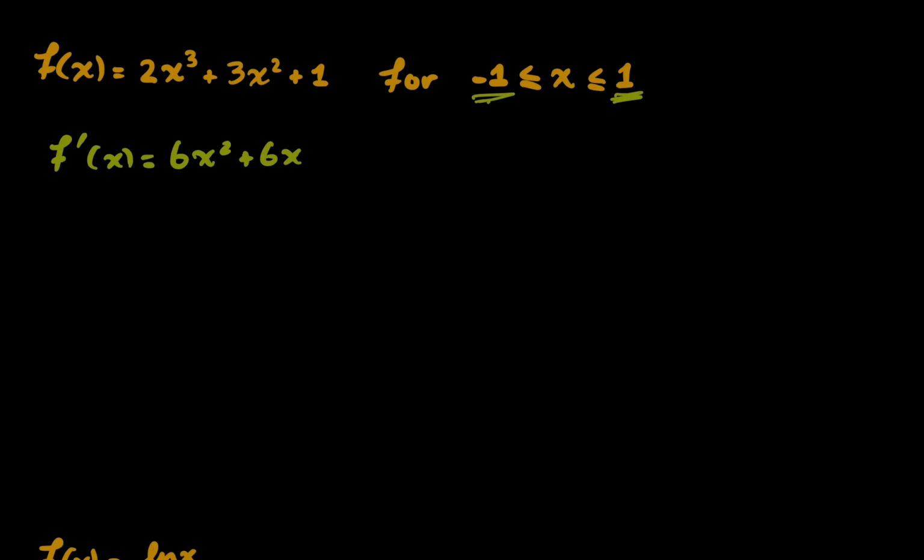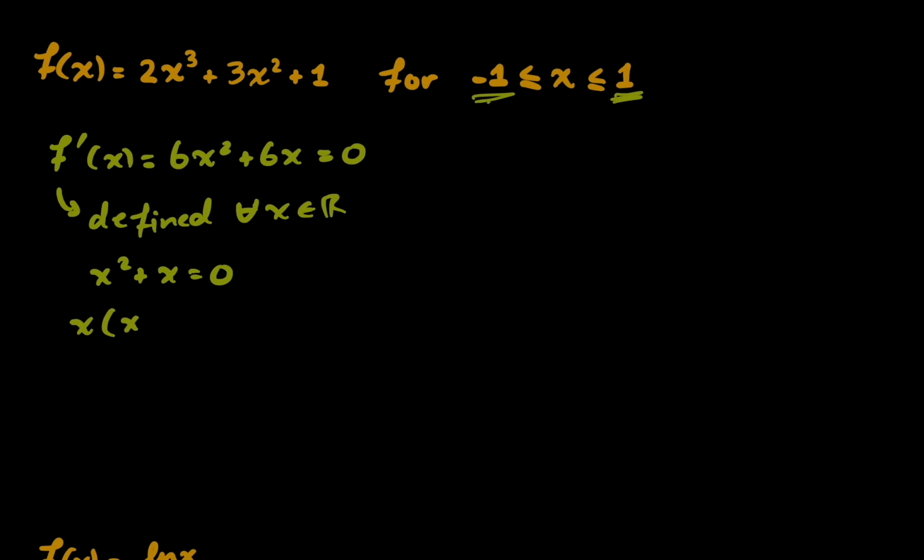We know that f prime of x is going to be defined for all real values, for all x a member of R, because this is just a polynomial function. But now we need to check if it's ever equal to 0. So we set it equal to 0 and divide by 6, and we end up with x squared plus x equals 0. We can factor out our x, so we get x times x plus 1 equals 0. This tells us that x is either equal to 0 or -1. These would be our stationary points, or stationary values, if you'd like.